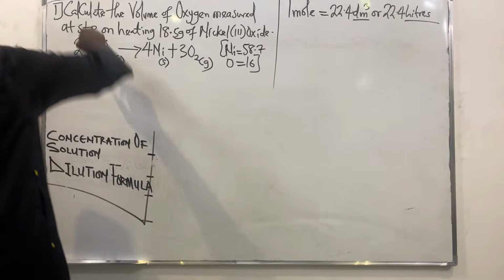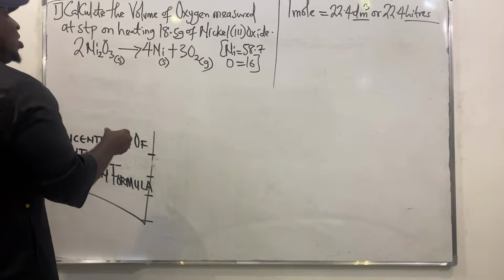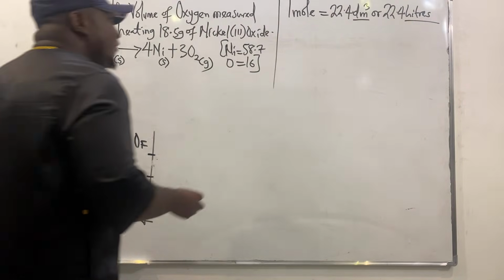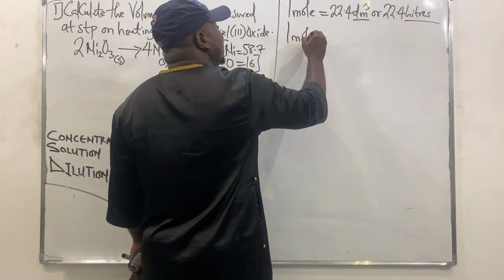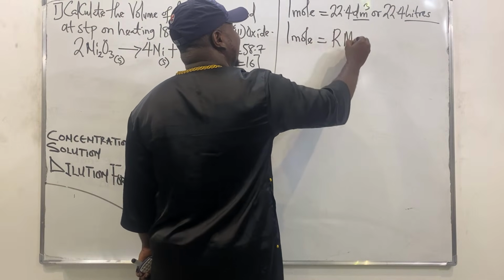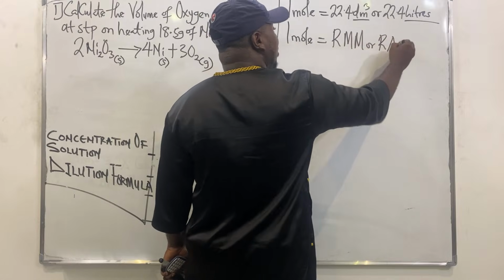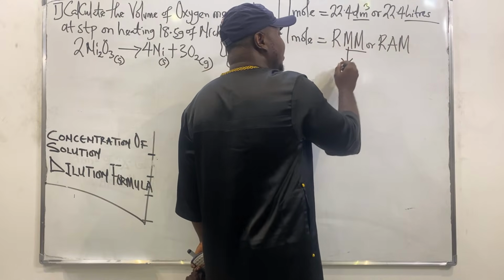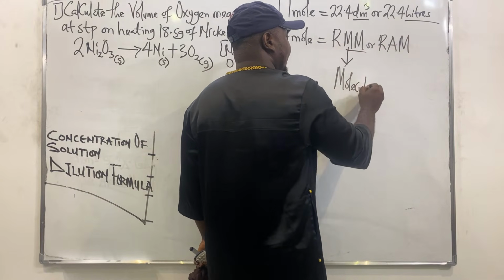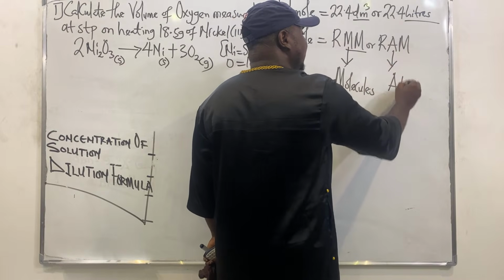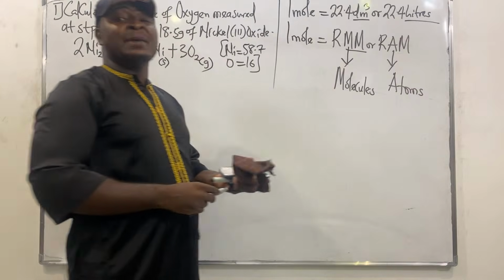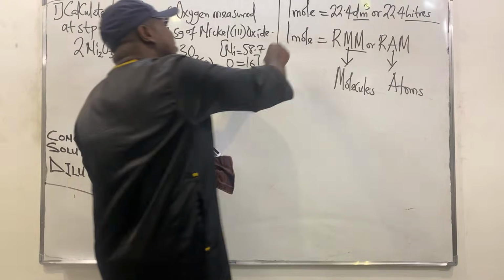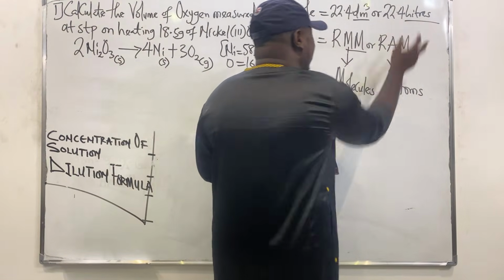Class, follow me carefully. They ask us to calculate the volume of oxygen measured at STP on heating 18.5 gram of nickel 3 oxide. Don't forget that 1 mole of any substance is also equivalent to the relative molecular mass or relative atomic mass of that substance. I told you on day 1 that relative molecular mass is used for molecules and relative atomic mass is used for atoms of elements.